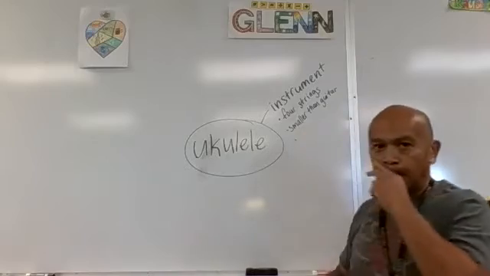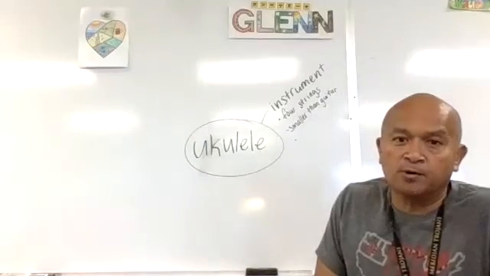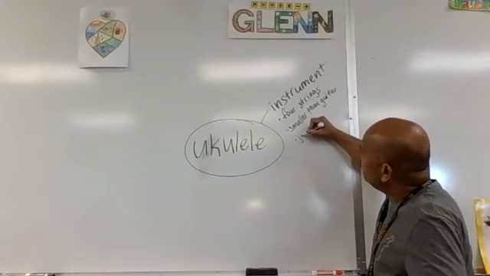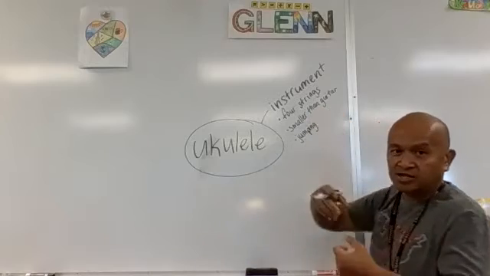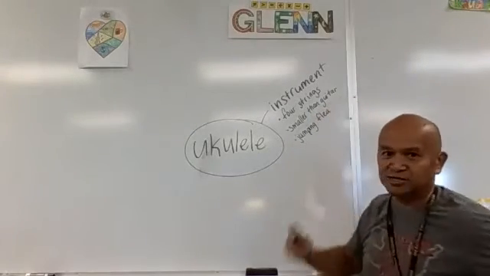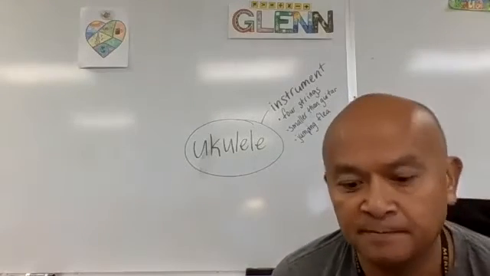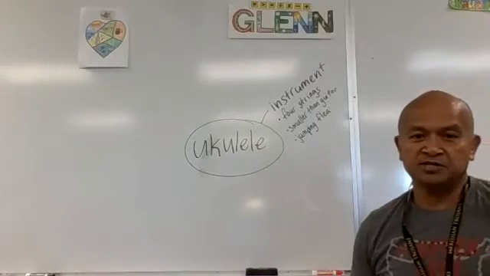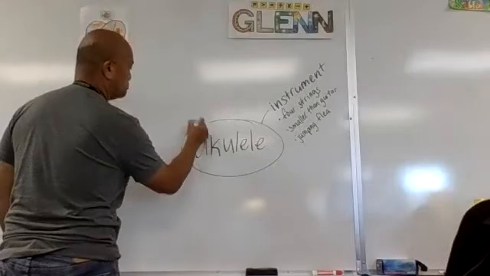And I also know that the ukulele is Hawaiian. It's a Hawaiian word, and it means jumping flea. So supposedly, when you pluck the strings of a ukulele, that's the sound that a flea makes when it tries to jump away. I'm not sure if you've ever seen how small a flea is, but maybe it does sound like that. Who knows?